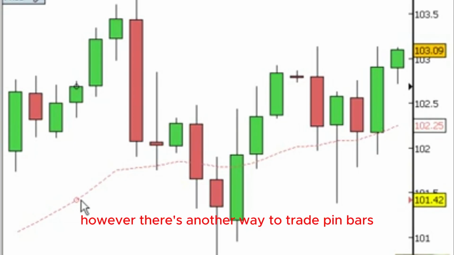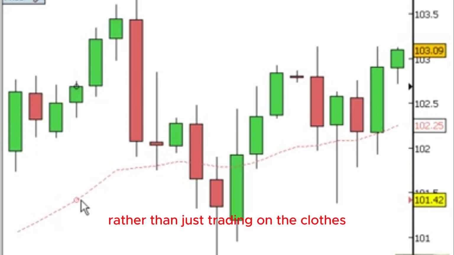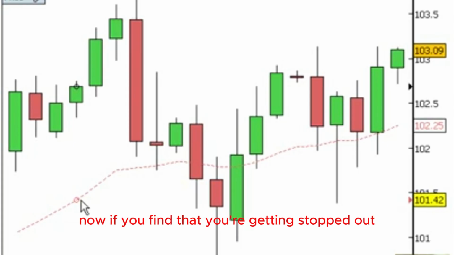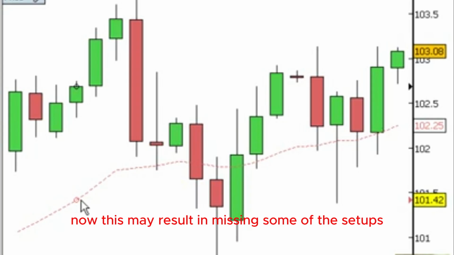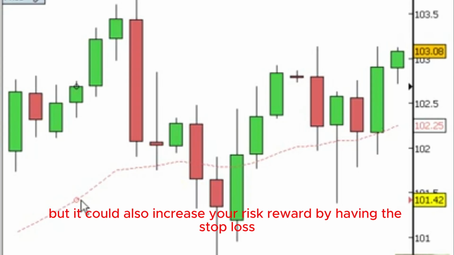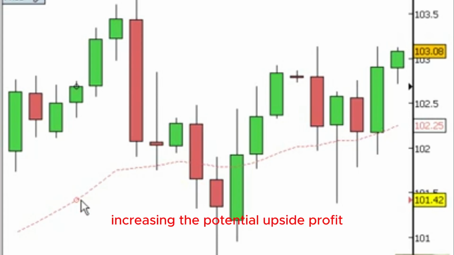However, there's another way to trade pin bars rather than just trading on the close. Now, if you find that you're getting stopped out or your stop needs to be too wide, this may result in missing some of the setups, but it could also increase your risk reward by halving the stop loss and increasing the potential upside profit.